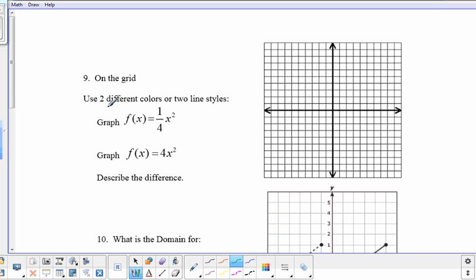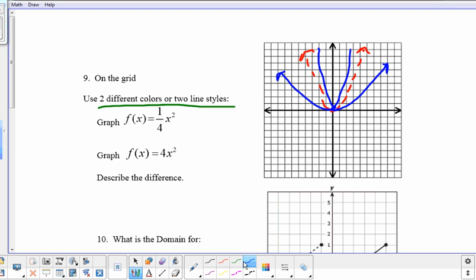Okay, on the grid, use 2 different colors or line styles. Graph 1/4 x squared. So again, let's put our parent function on there. It's kind of a medium-sized parabola that starts at the origin, down the middle. Graph 1/4 x squared. We just did that. It flattens it out some, about like that. And 4x squared, guess what? It should go up like this.